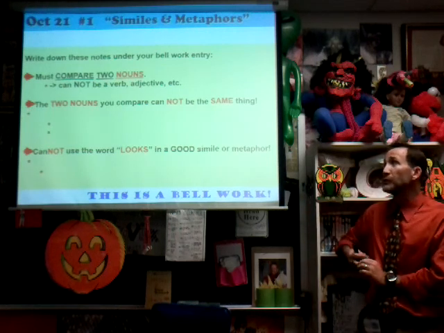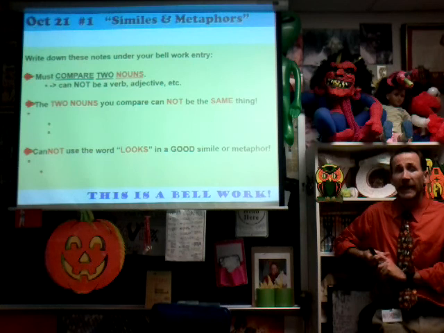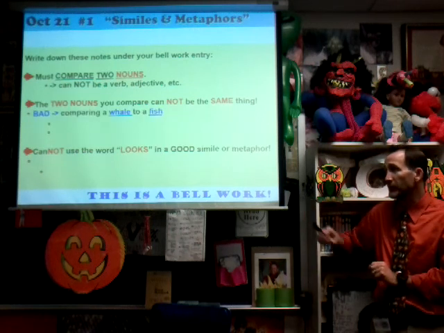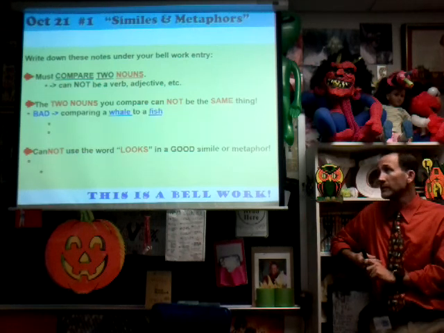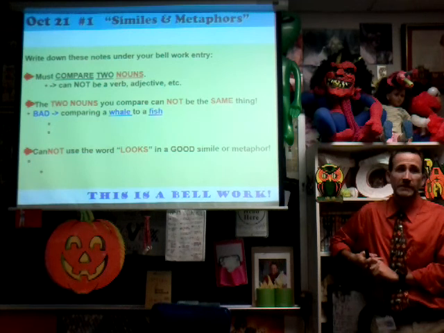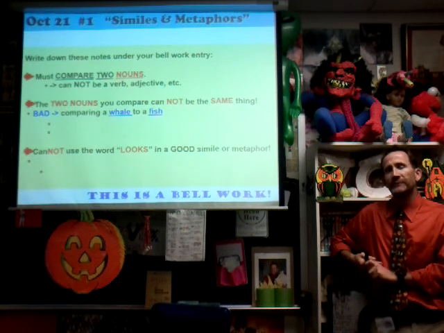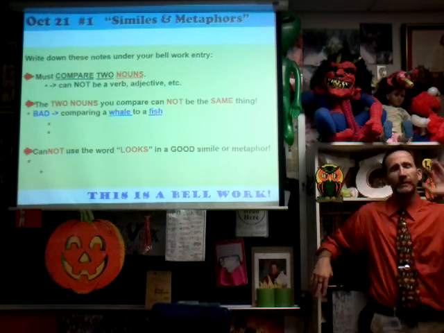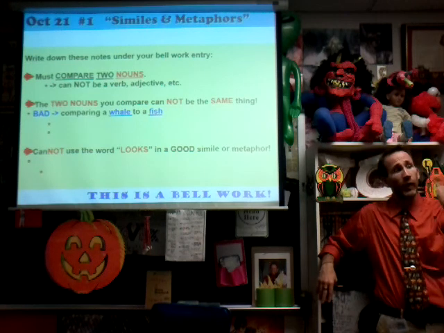Next up, the 2 nouns you compare cannot be the same thing. You have to make sure you are comparing 2 things that cannot possibly be the same. As an example, do not compare a whale to a fish. You cannot say, that whale was like a fish going through the water. That doesn't work because a whale is a fish. No, they're not, Miss Brovicast. They're mammals. Whatever. They're in water and they're delicious.